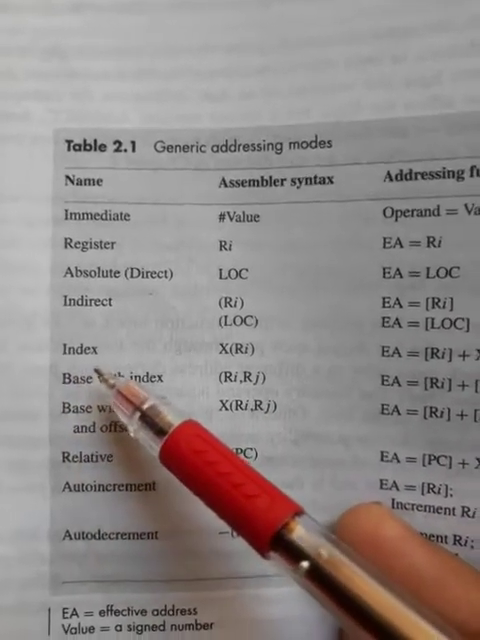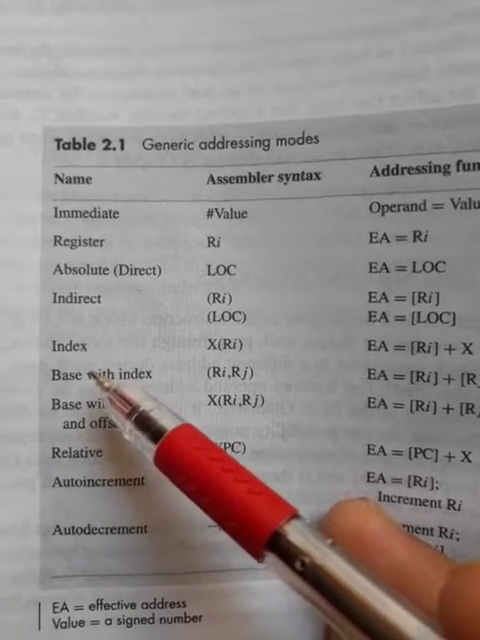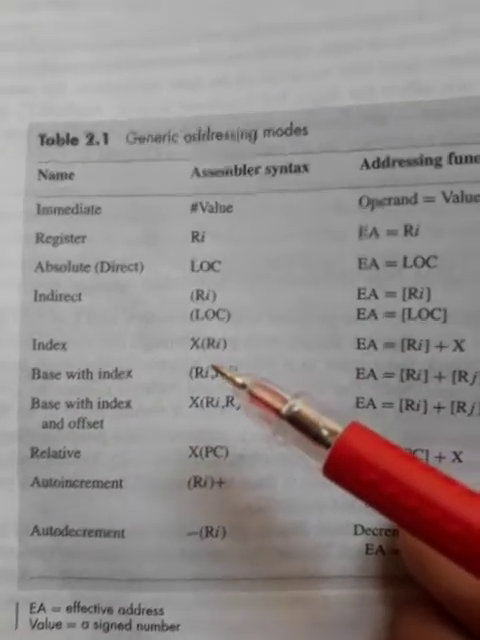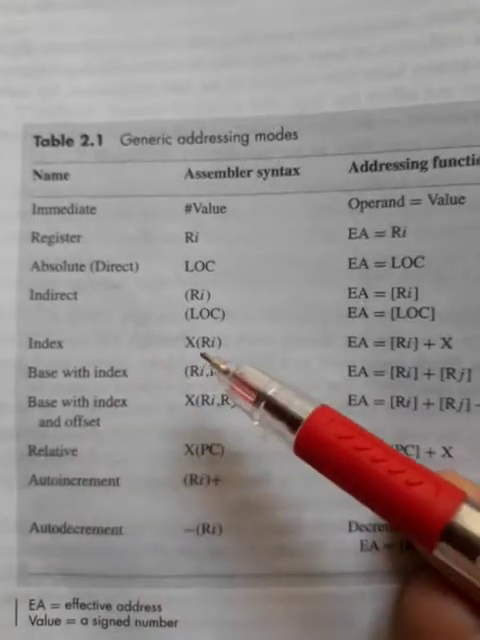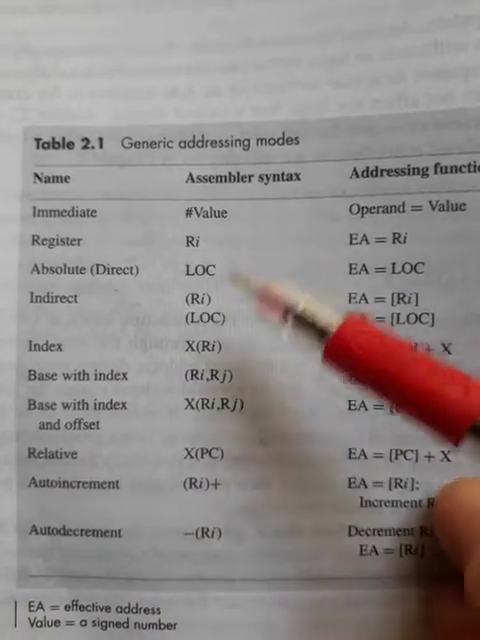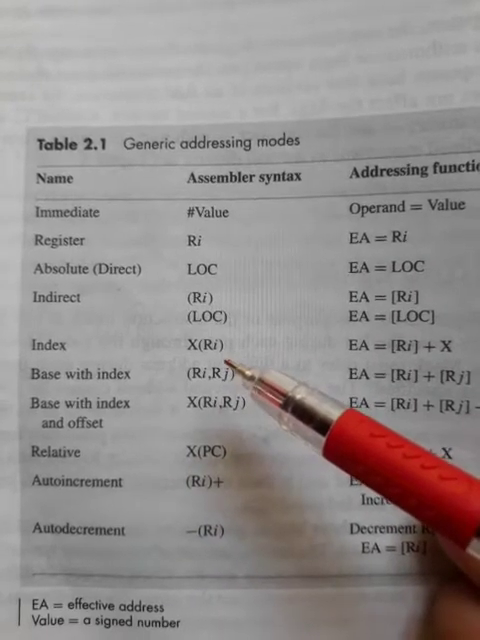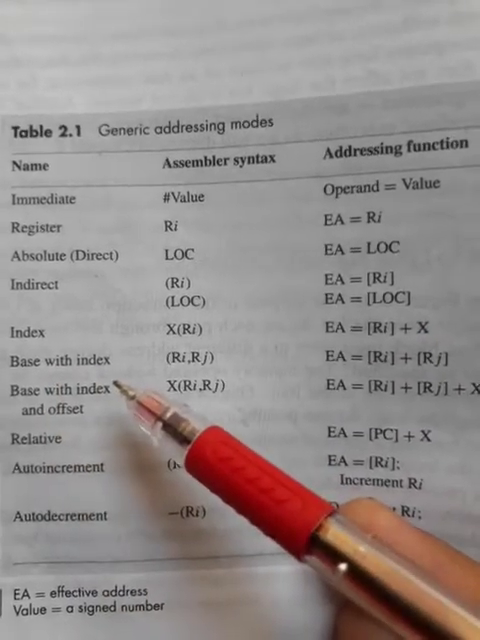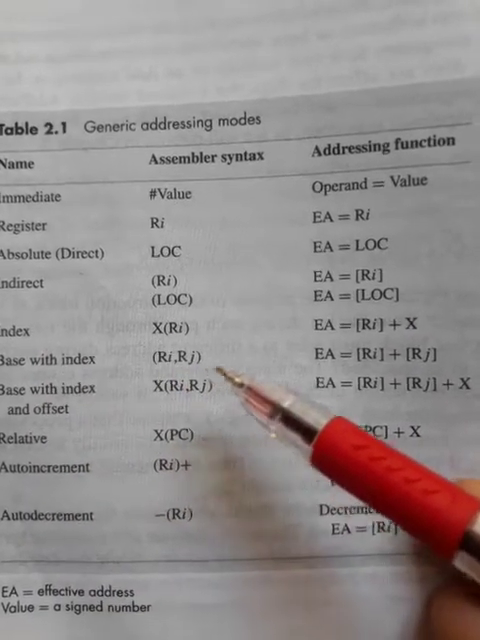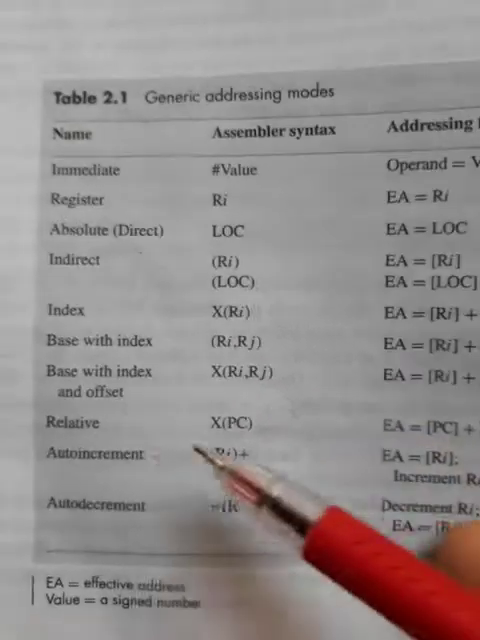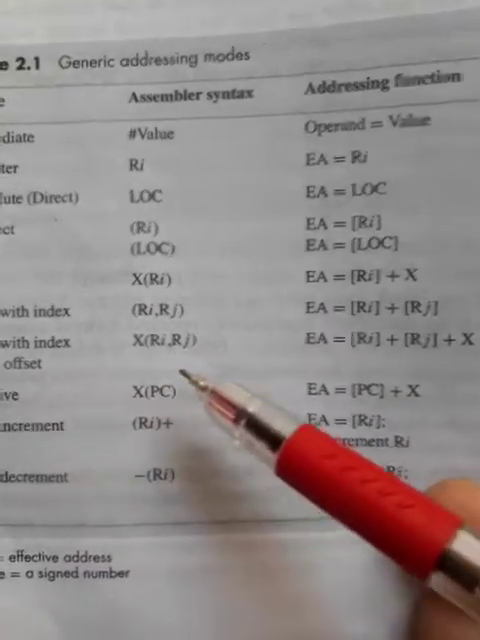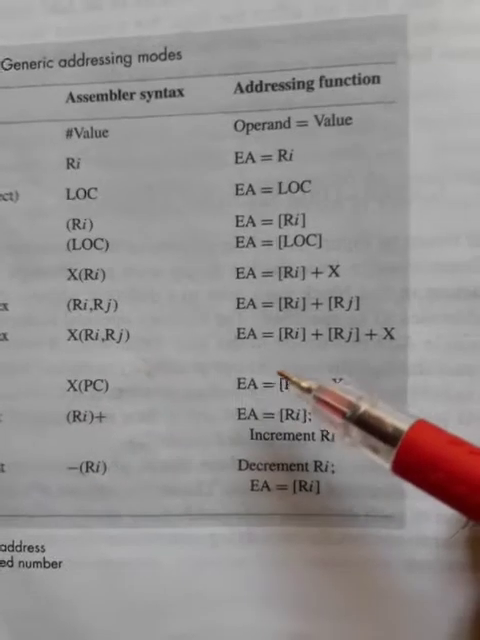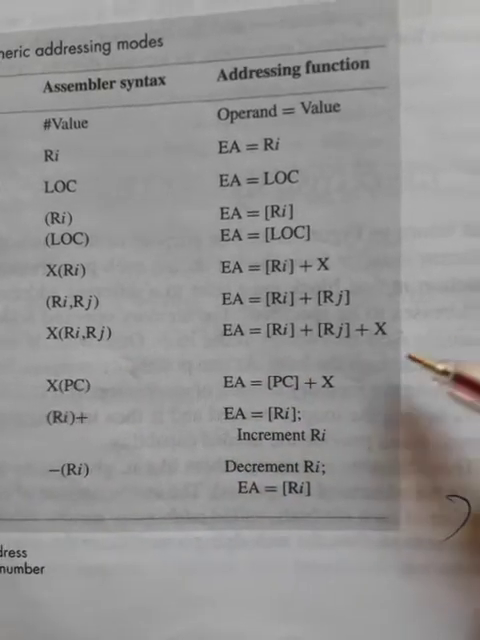The next one is index. We know that in an array we use indexes, and by accessing the indexes we access the array values. The assembler syntax is X of Ri, so EA equals Ri plus X. Base with index is Ri comma Rj, so EA equals Ri plus Rj. Base with index and offset is X of Ri comma Rj, so EA equals Ri plus Rj plus X.